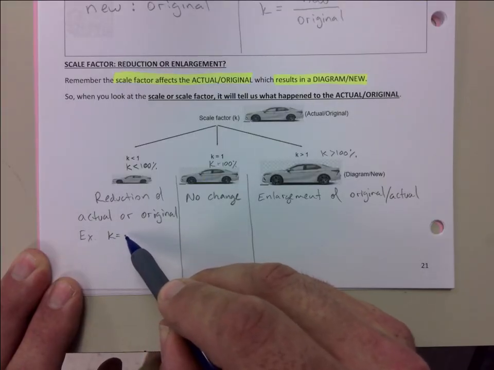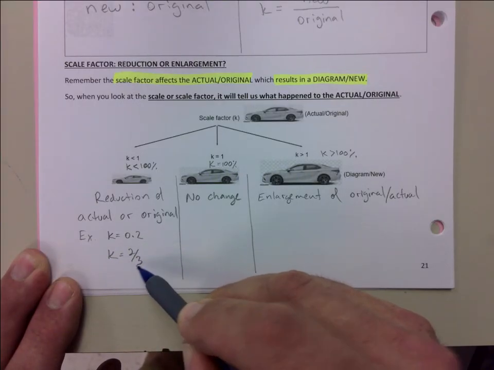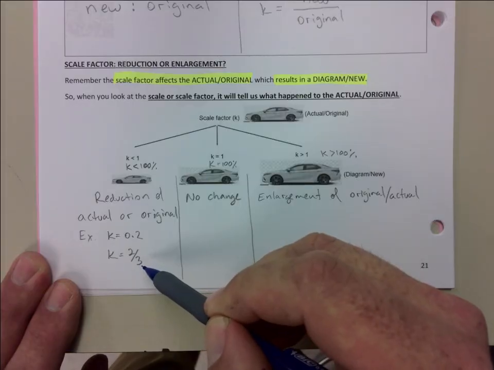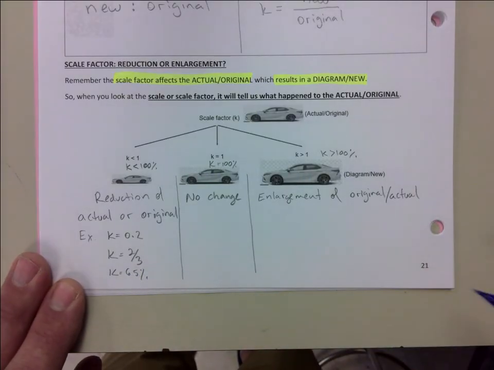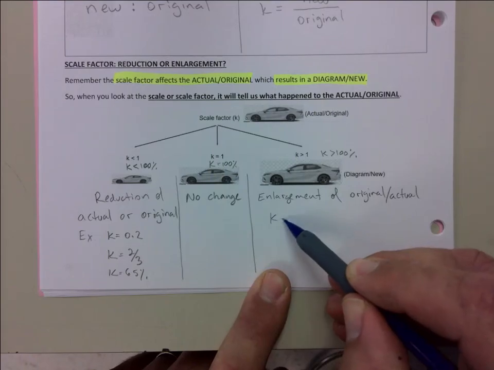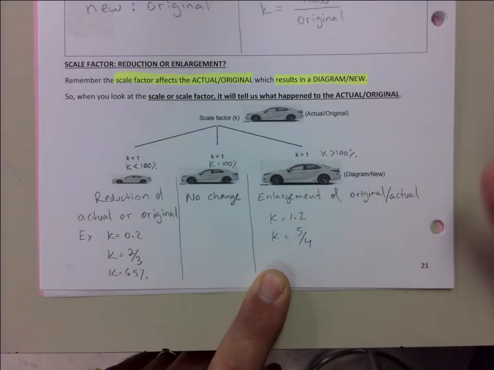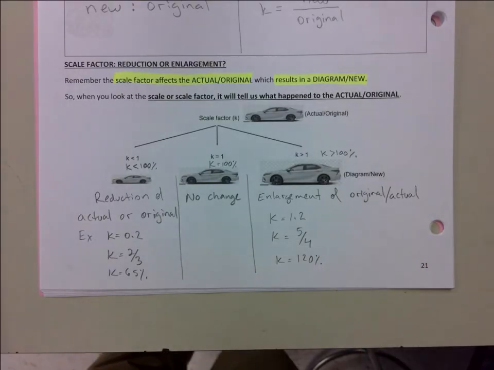If k is equal to, let's say, 0.2, or if k is equal to 2/3, it's still less than 1, correct? 2/3 is 0.6 repeated. Or k is equal to 65%. Anything like that, you know that the original has been reduced. Enlargement, right? k is equal to 1.2, or k is equal to 5/4. 5/4 is 1.2 actually. Or k is equal to 120%. That means that it has been increased.